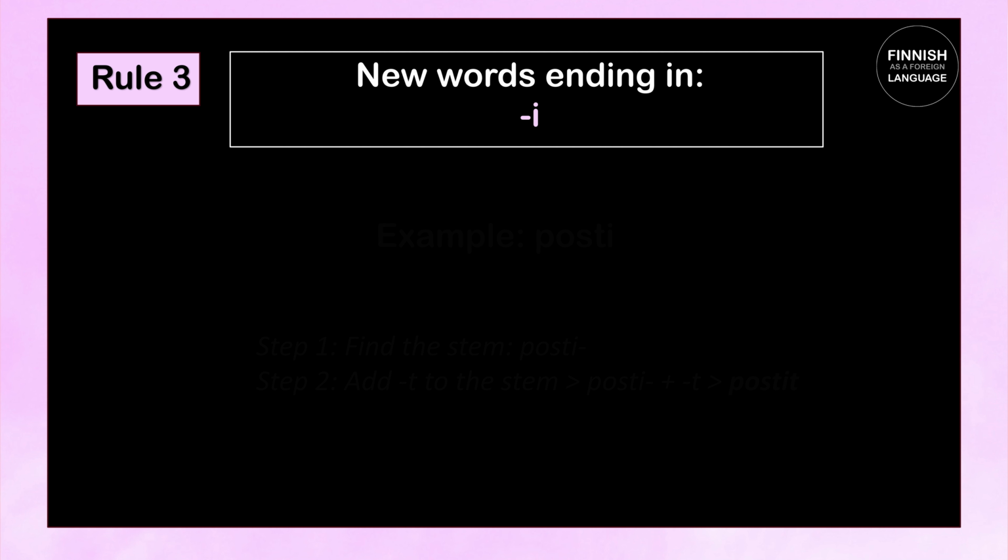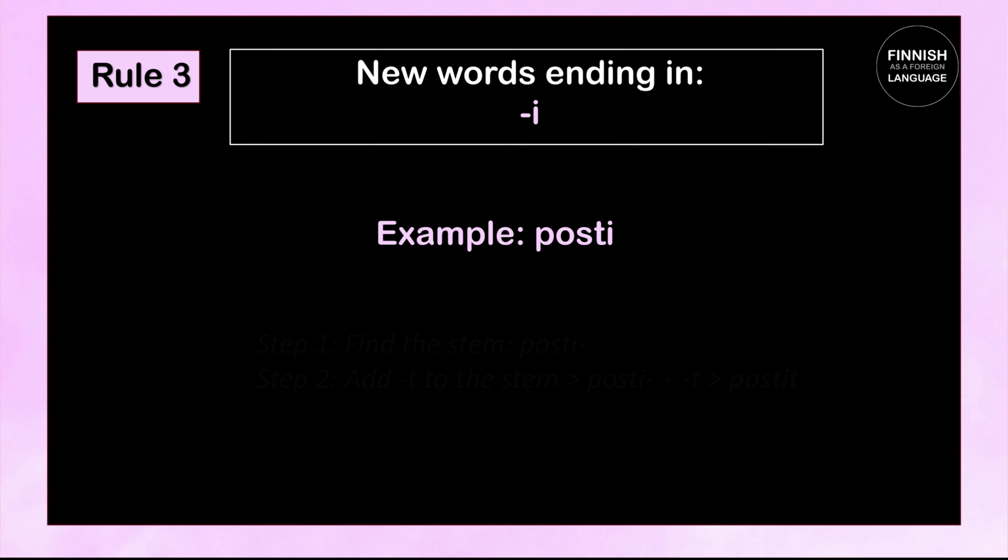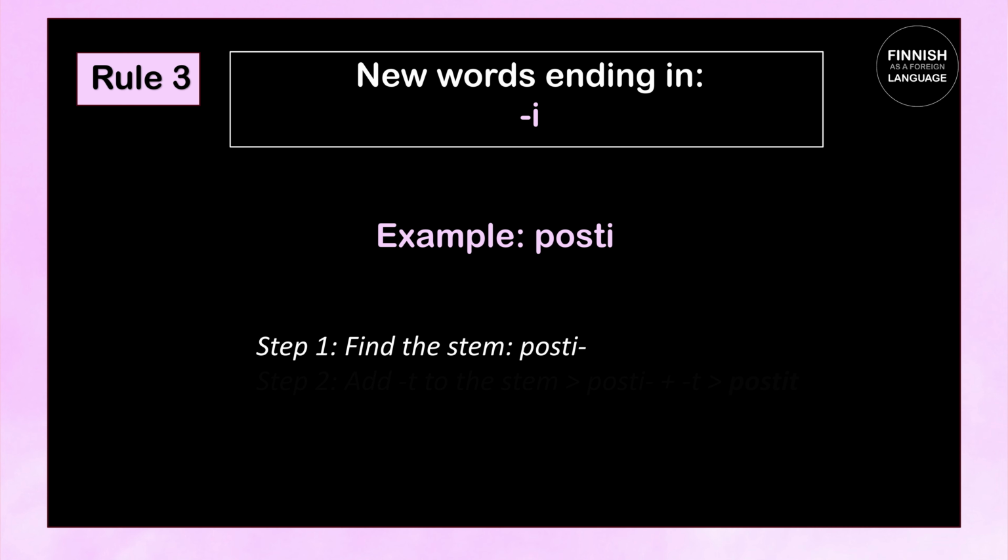New words ending in I. By the way, what are new words? New words are usually loan words. How do we recognize them? Well, if they are similar to words in other languages, then it's usually a new word. So let's take a look at one example. Posti, meaning post. Also here in the first step, we have to find a stem, which is the same, posti. And then in the second step, we have to add t to the stem, which means we have posti plus t is postit. This is the nominative plural.